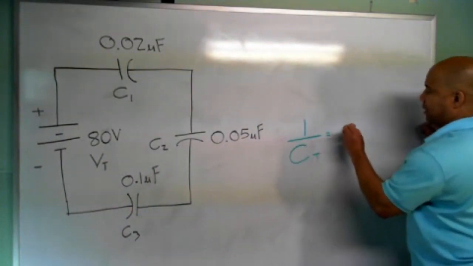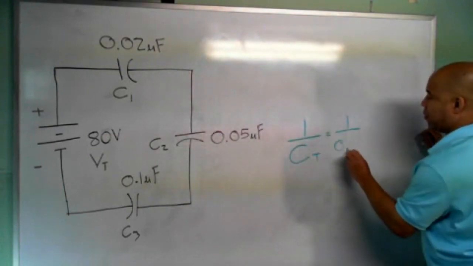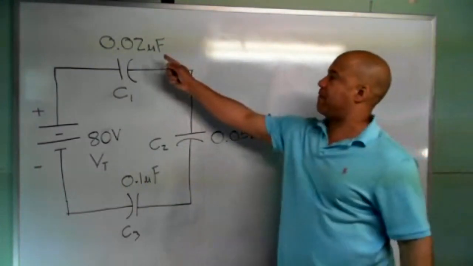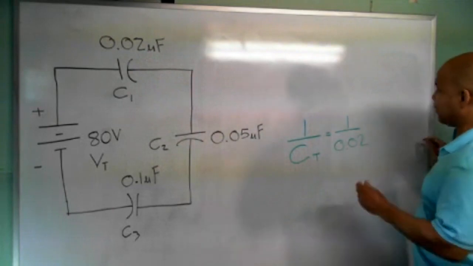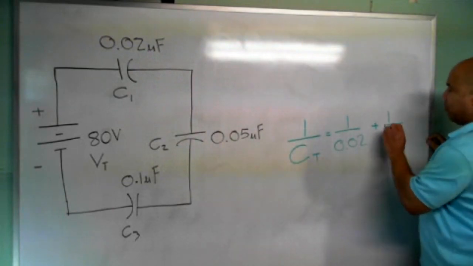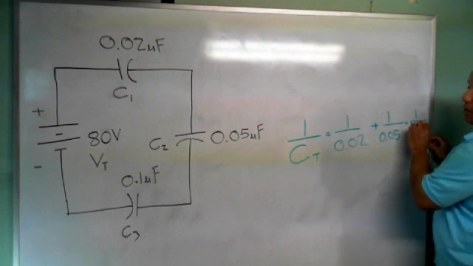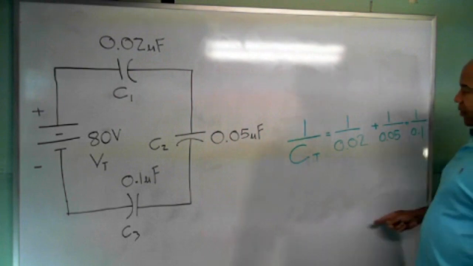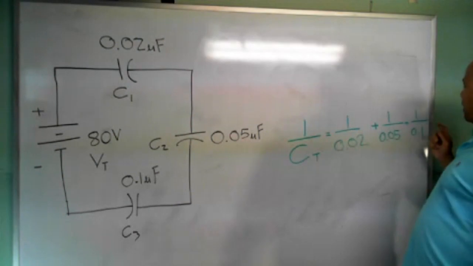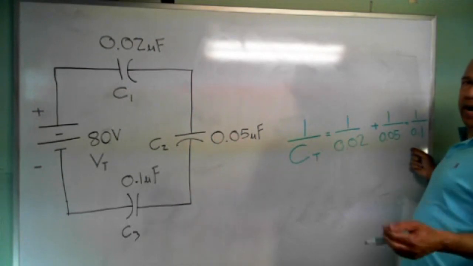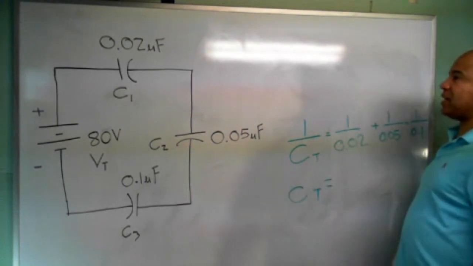So 1/CT is 1/C1, which is 0.02. Now I'm not going to put the microfarads down there. I'll just put the whole numbers, and they know the answer will be in microfarads if I do it this way. So this is 1/0.5 plus 1/0.1. So you hit this, plus your reciprocal key, plus this and your reciprocal key, plus this and your reciprocal key. We'll add it up, hit your reciprocal key one last time, and automatically it'll give you CT. Anybody tell me what CT is?